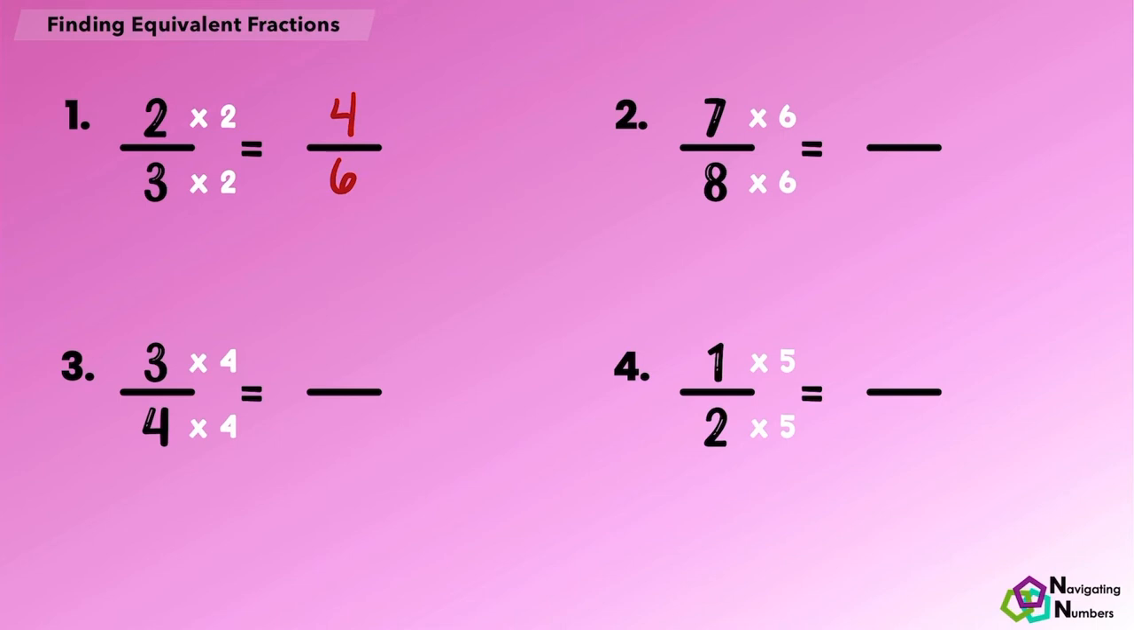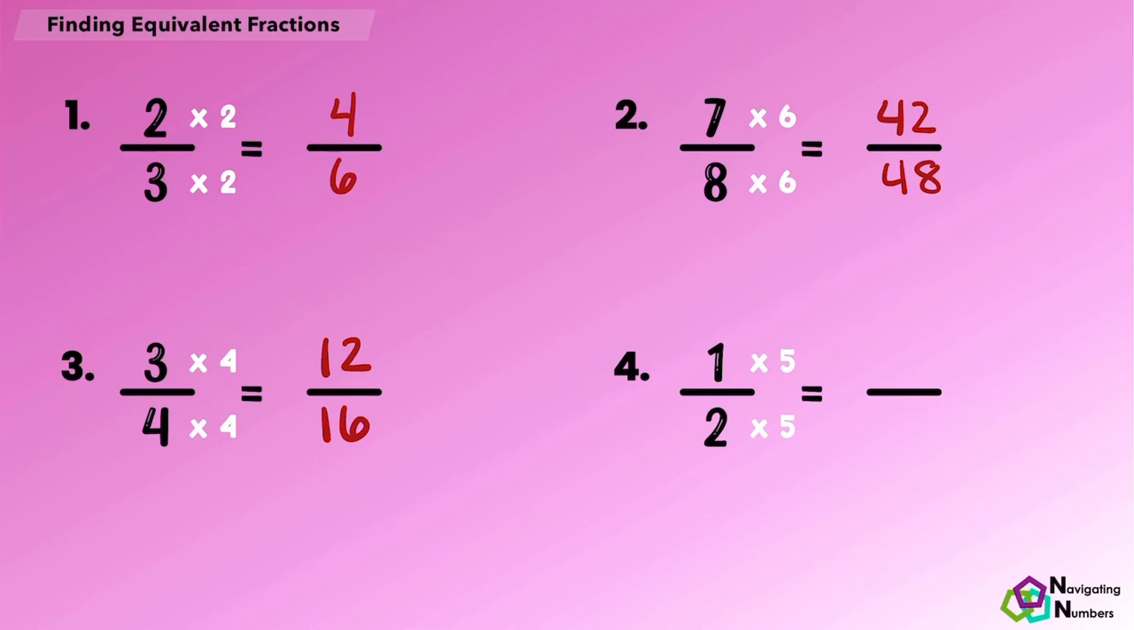Number 2, we have 7/8. Multiply both the numerator and denominator times 6. 7 times 6 is 42. 8 times 6 is 48. So the value of those two fractions is the same. We have 3/4. We're going to multiply both the numerator and denominator times 4. So 3 times 4 is 12. 4 times 4 is 16. So 3/4 and 12/16 are the same.